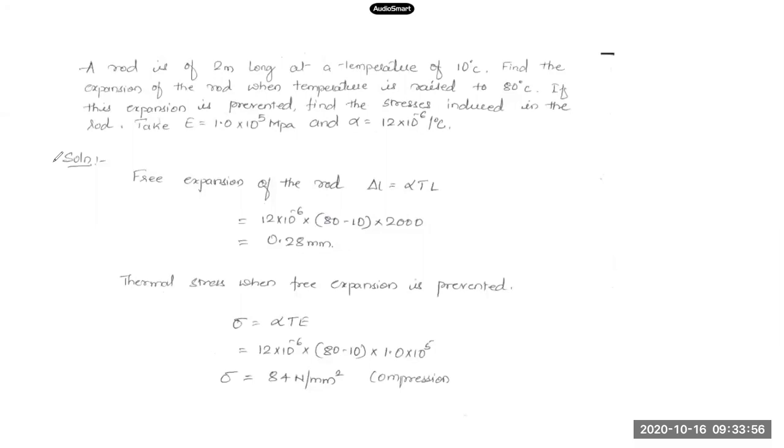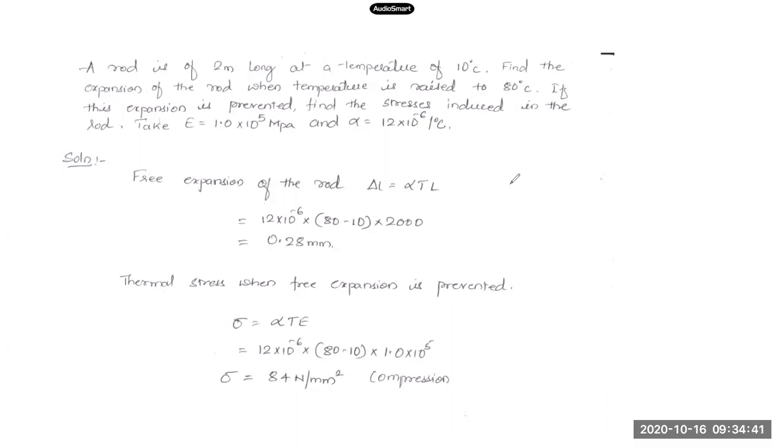Okay, I'll just take the first problem here. Just remember the condition at least at this point, if not the complete derivation. A rod is of 2 meter length and is at a temperature of 10 degrees Celsius. Find the expansion of the rod when temperature is raised to 80 degrees Celsius. If this expansion is prevented, find the stresses induced in the rod. Take E equal to 1.0 into 10 raised to 5 MPa and alpha equal to 12 into 10 raised to minus 6 per degree Celsius. So this is what the problem is.